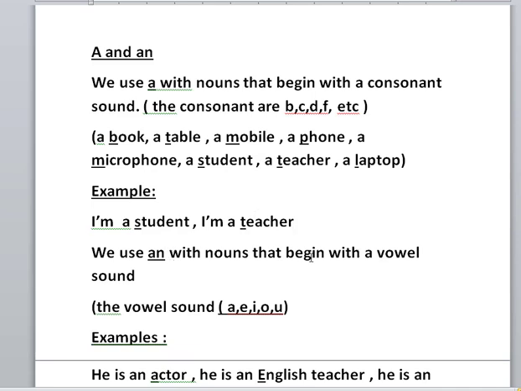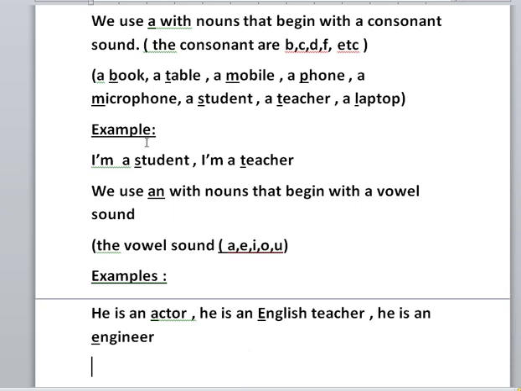We use an with nouns that begin with a vowel sound. Okay, the vowels are A, E, I, O, U. Examples. He's an actor. A is a vowel sound. Okay. He is an engineer, for example. Or you say he is an English teacher. E is a vowel sound. He is an engineer. E is a vowel sound.